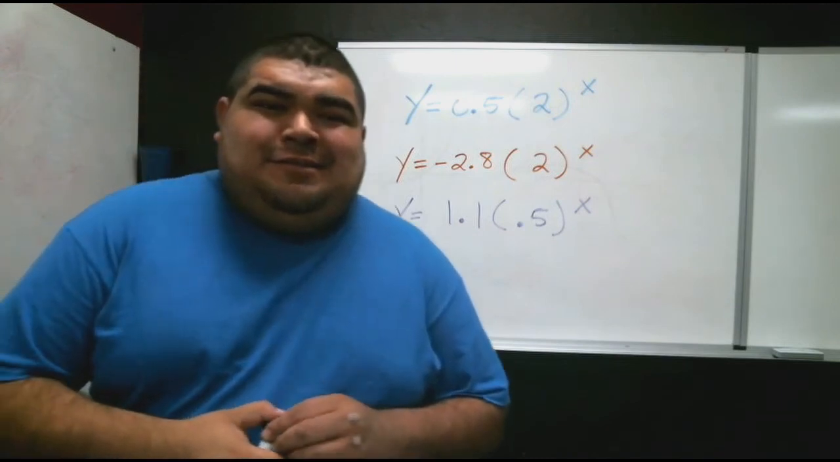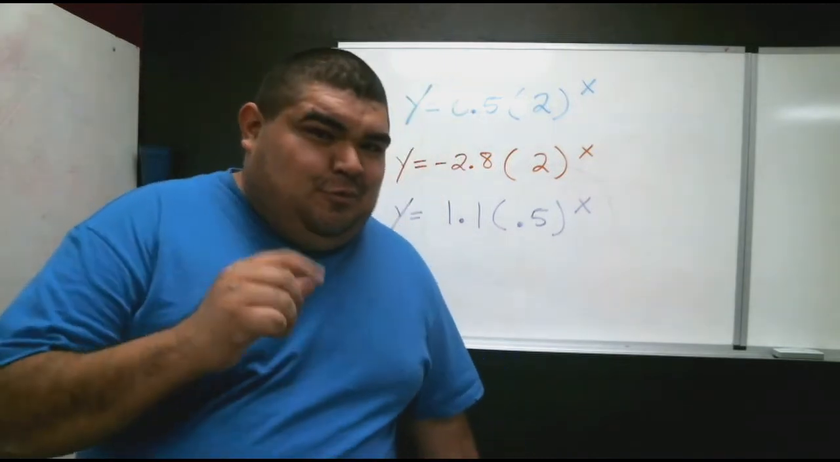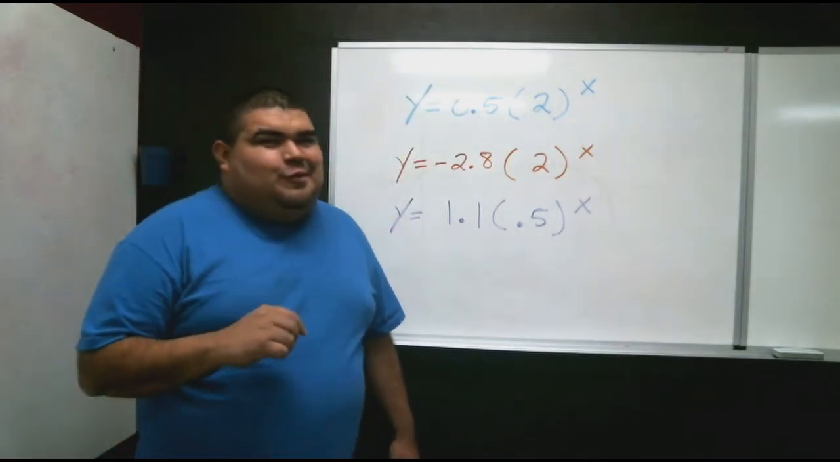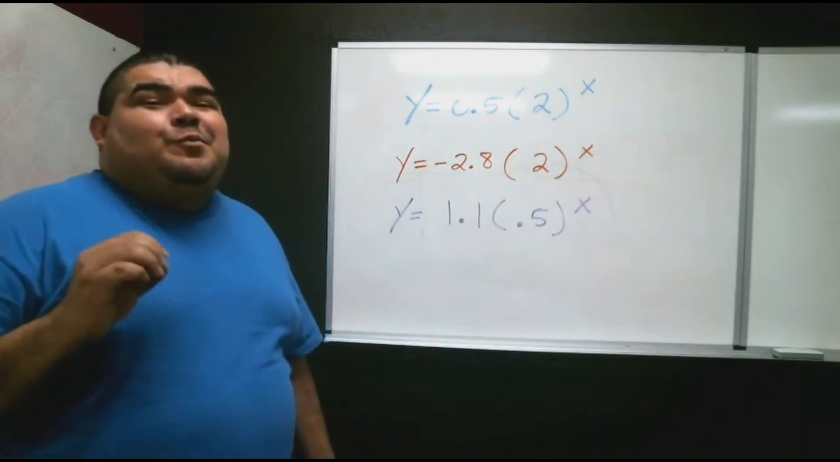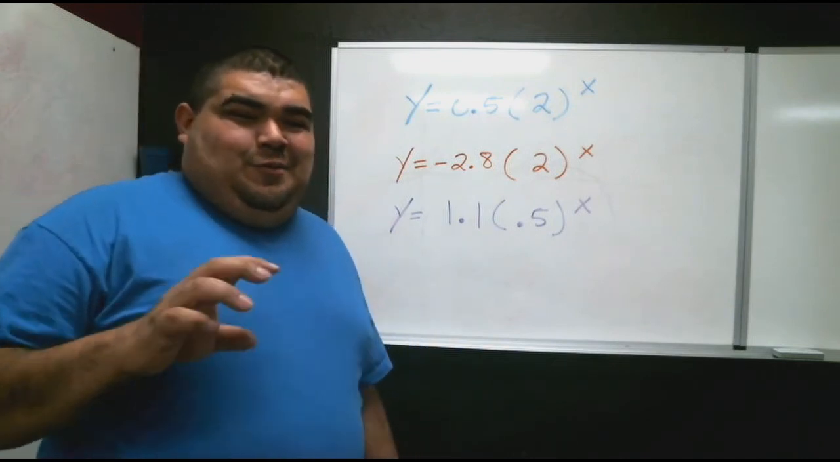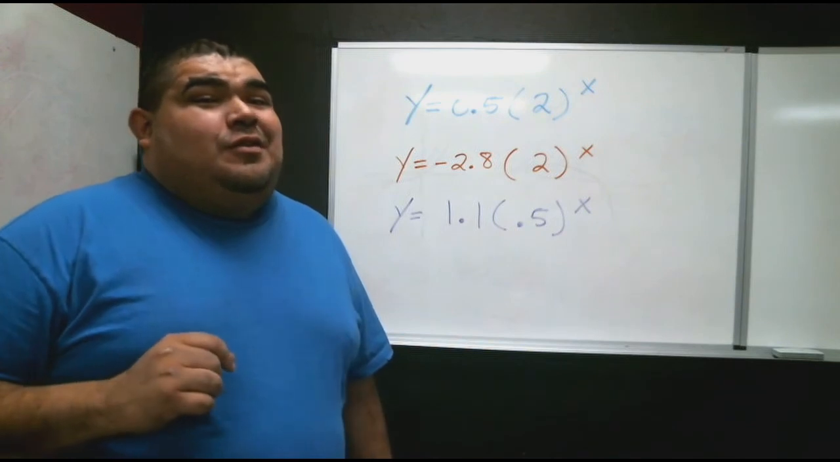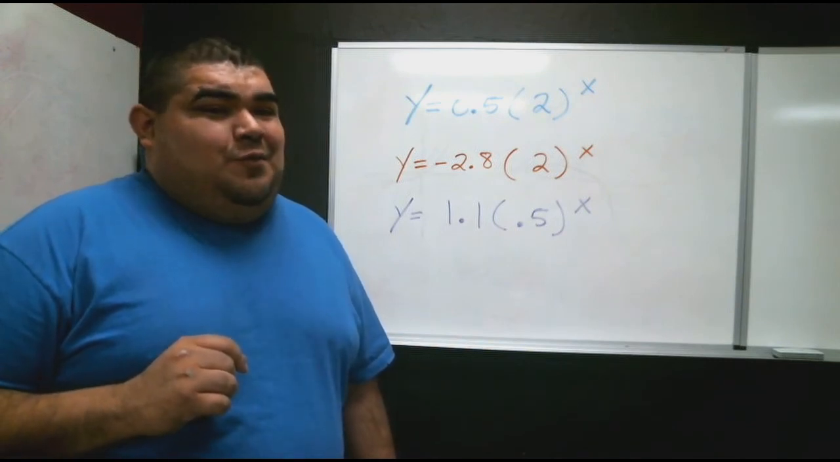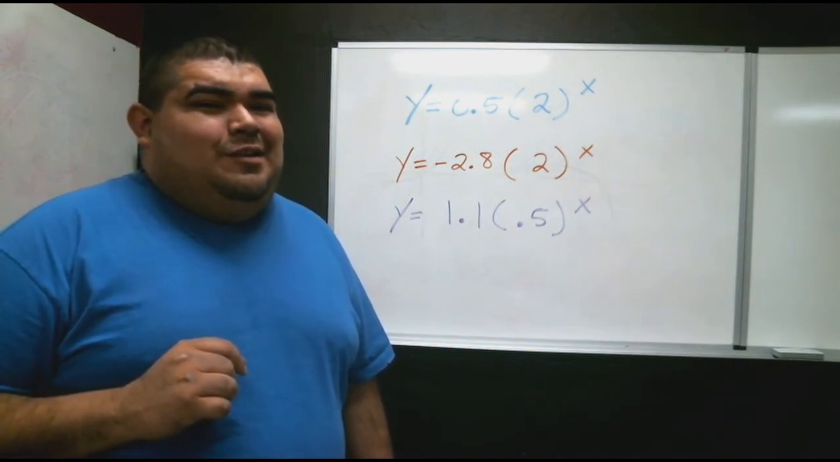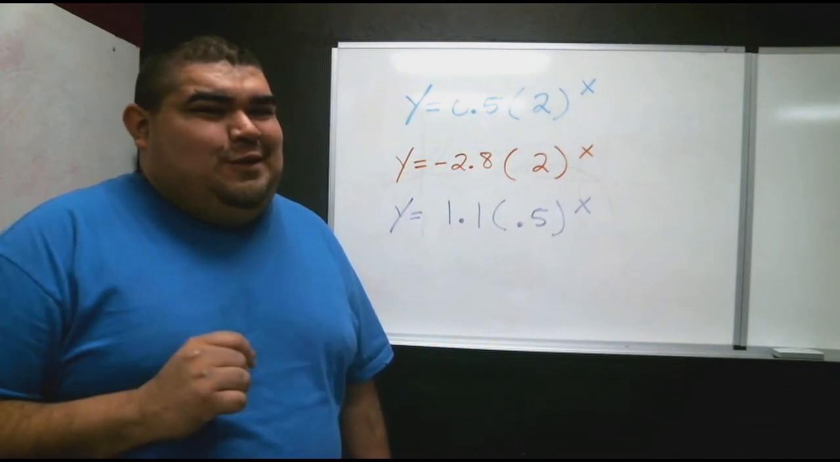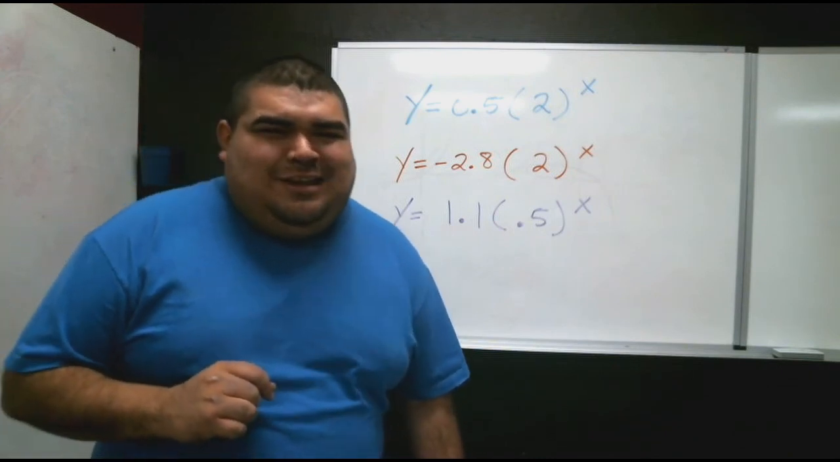Hint, hint, guys. I used one of each. I made it a little simpler for you, pretty much gave you part of the answer, in a way. Because remember, I used one for growth, one for decay, and one for neither. All you have to do is find out which one's which.